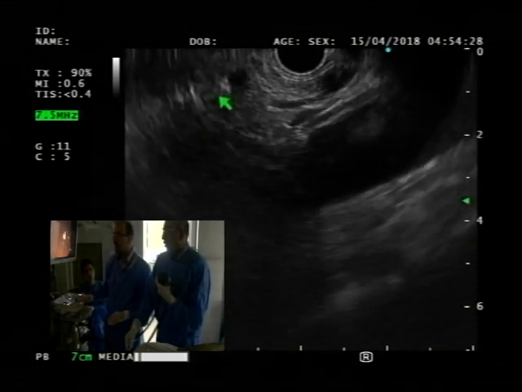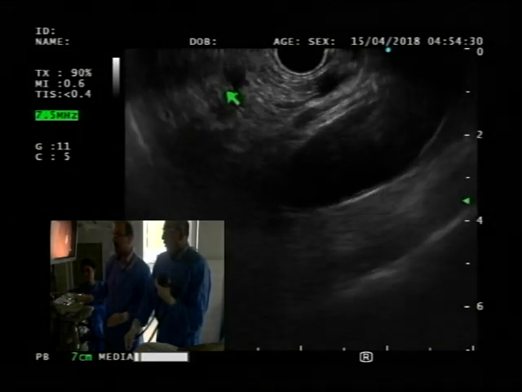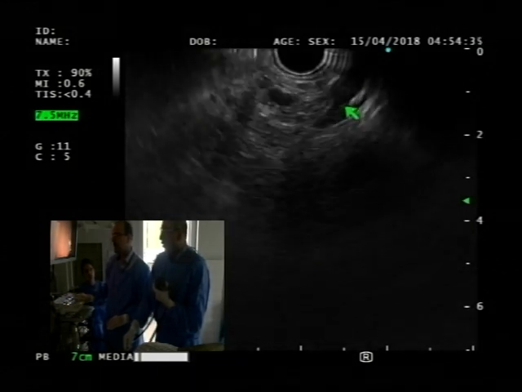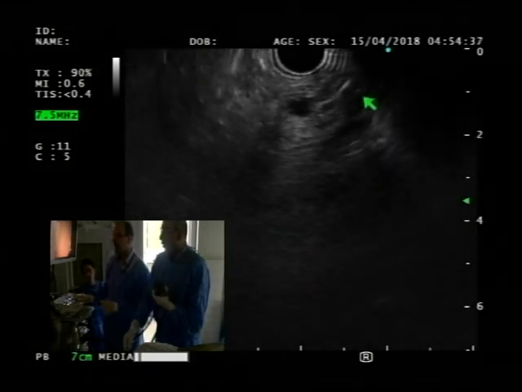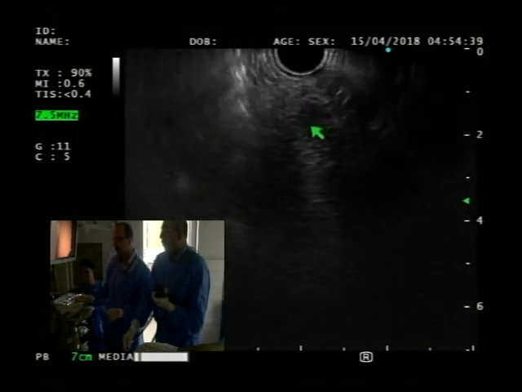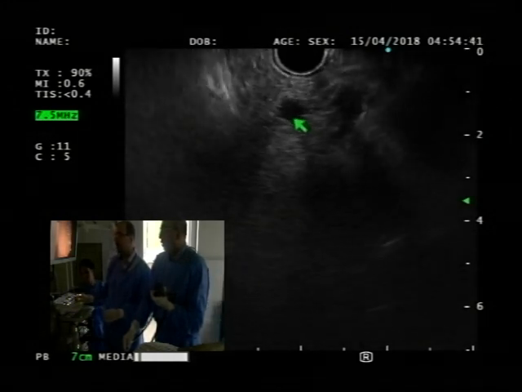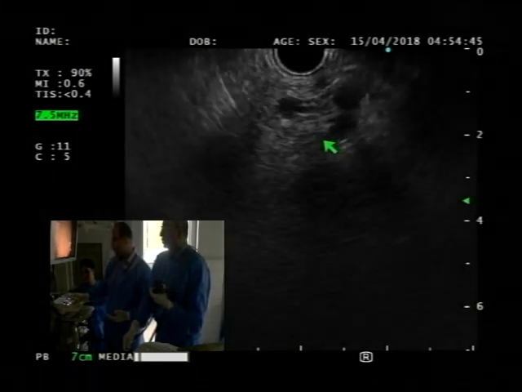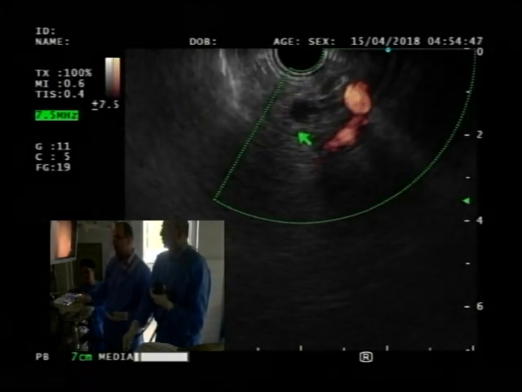If an image is to your left, you need to advance your scope a bit and bring it into your center. If the image is to your right, you need to pull back to bring it in. Now that you have the pancreas in the middle, you can just follow and determine if this is your duct or not, by doing flow. Yeah, this looks like the duct.